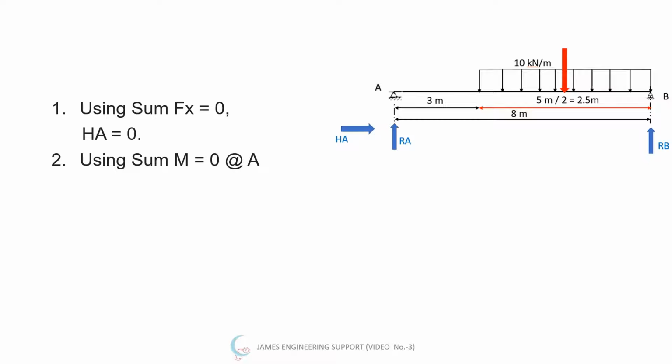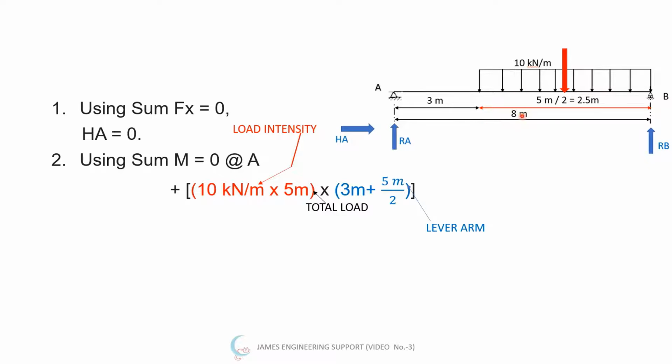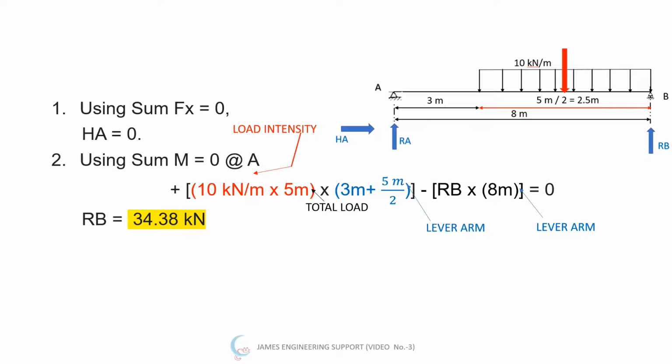Then we will consider the moment at A. So it will be 10 kilonewton per meter multiplied by the total distance at which the UDL is acting, which is 5 meter. Then we will consider the lever arm, that is 3 meter plus 5 by 2. So total lever arm will be 3 meter plus 5 by 2 meters. Now we will consider anti-clockwise moment RB multiplied by 8, and then we'll equate to 0. So we will get the answer as RB is equal to 34.38 kilonewton.